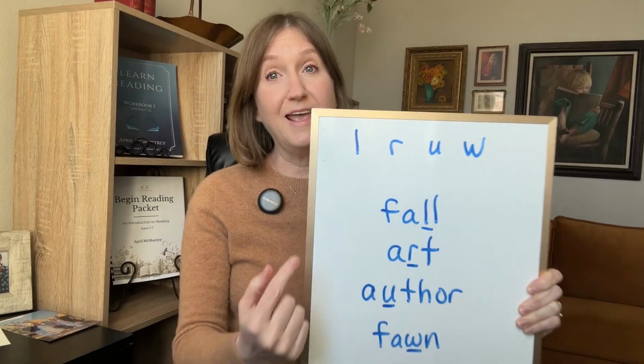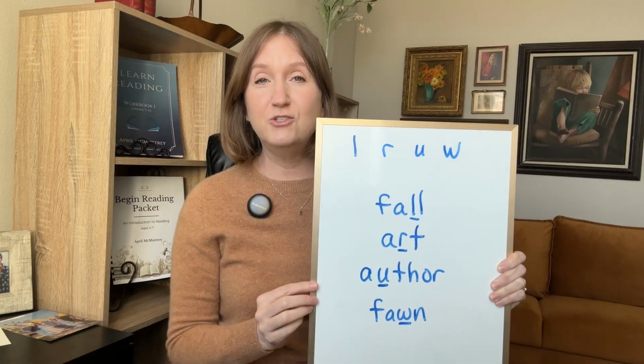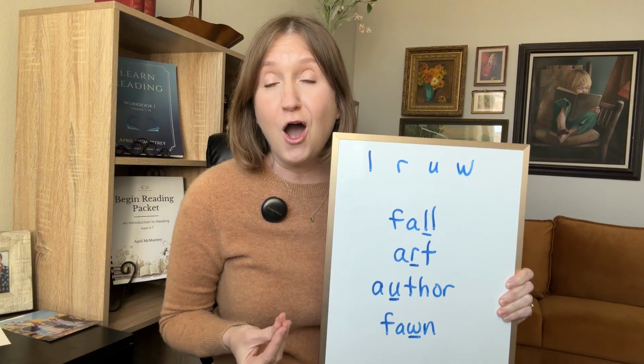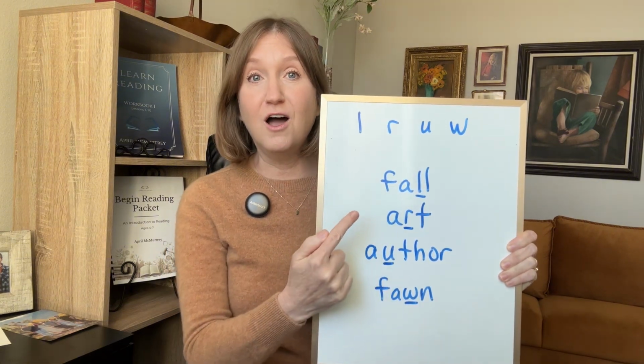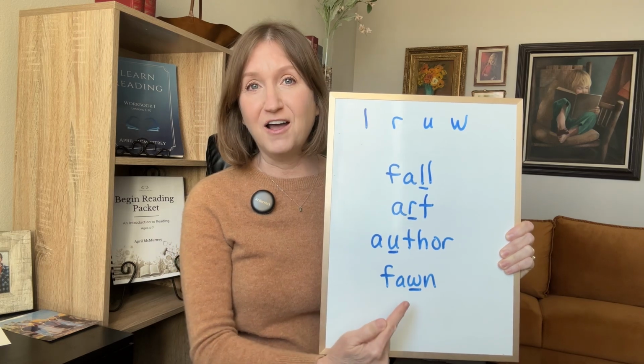Let's talk about another sound that A will make. When A has an L, R, U, or W after it, it is usually going to say aw, as in fall, art, author, or fawn. It will also say ah if it follows a QU or a W.